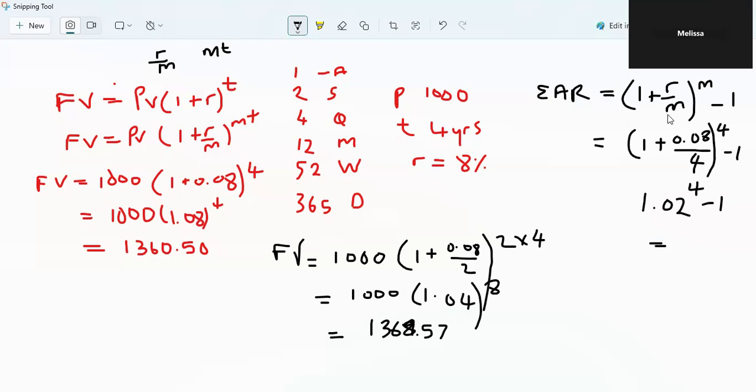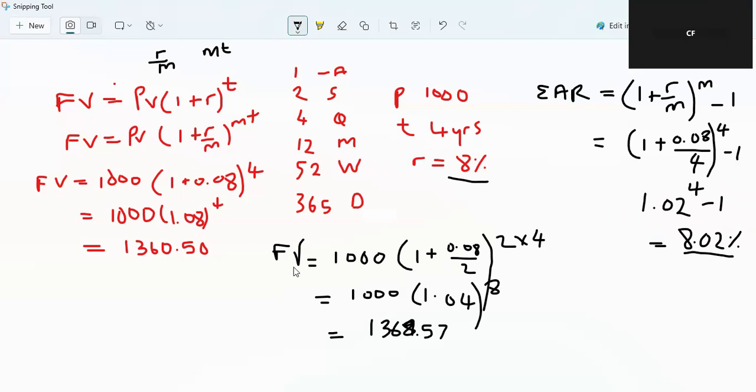I have 0.082. Don't know how many decimal places we're rounding off to. So 8.2%, right? Yes. So it has increased from 8% to 8.2%. So this is our effective annual rate. Okay, effective annual rate.